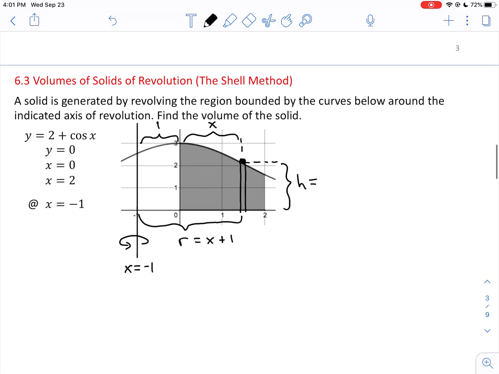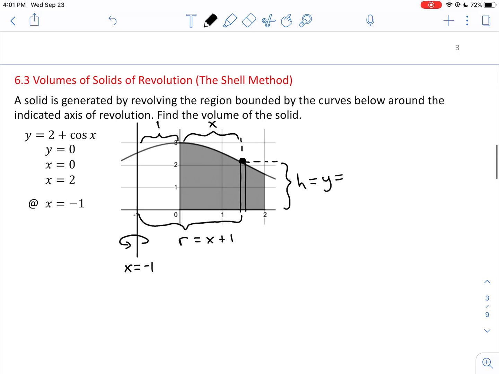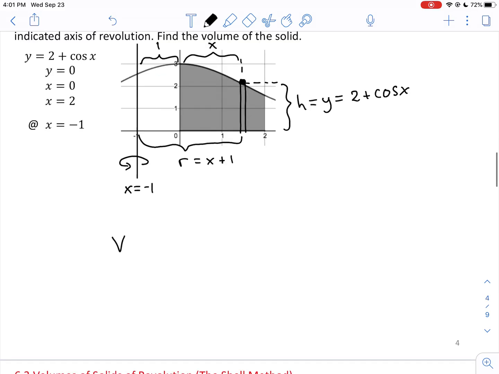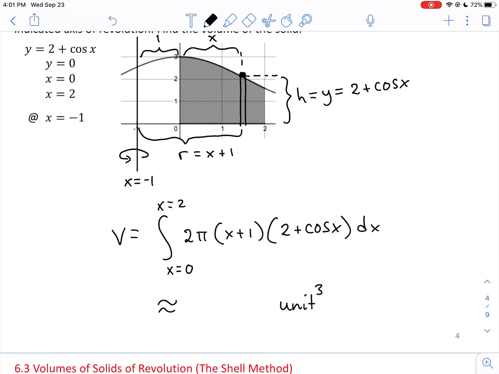And the h is still the y-coordinate of that point, which is still given by 2 plus cosine of x. All right, so in this case our volume is going to be an integral from, again, the shaded region starts at x equals 0 and ends at x equals 2. That's not changing. 2 pi times the radius, which is x plus 1, times the height, which is 2 plus cosine of x, dx.